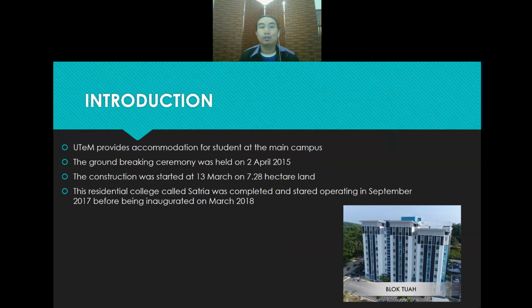First, I would like to introduce UTeM Satya, which is plot 2. UTeM provides accommodation for students at the main campus. The Satya Residential has 5 buildings, 5 blocks, which are Tuah, Jebat, Lekiu, Lekir and Kasturi.